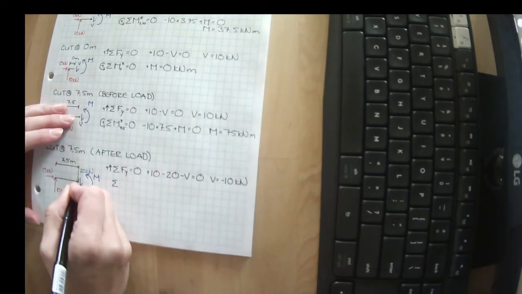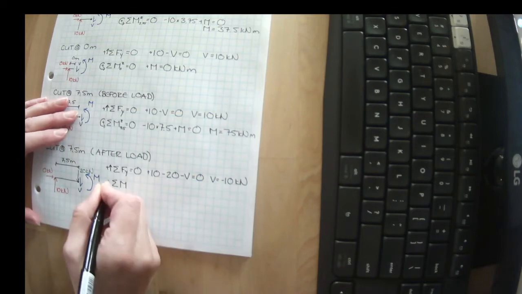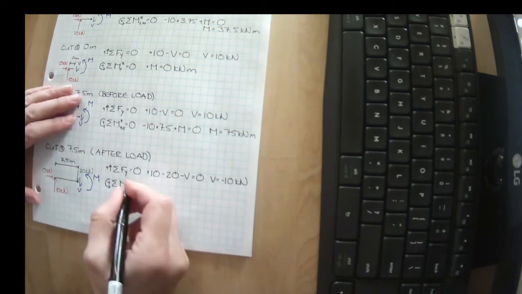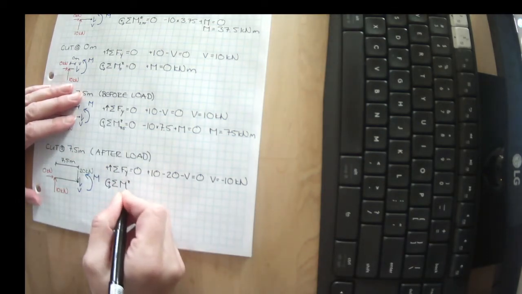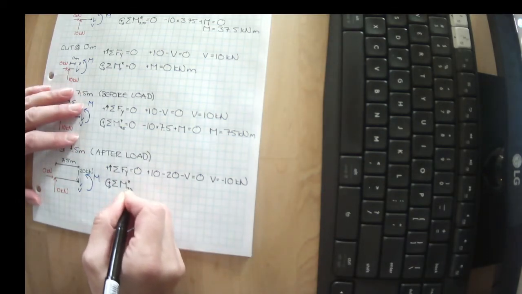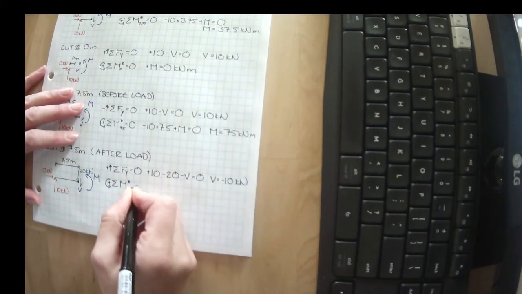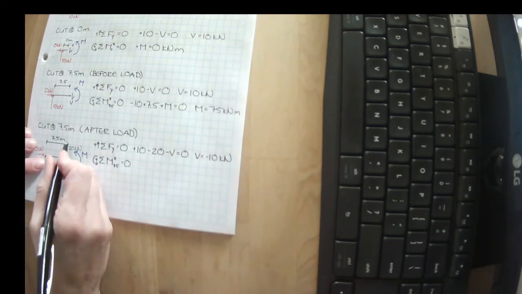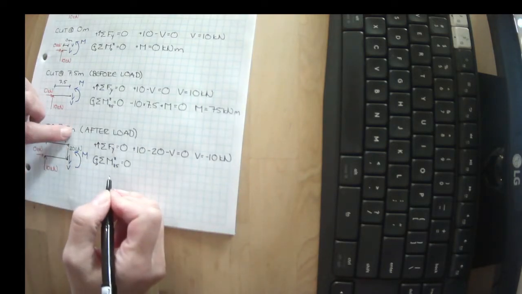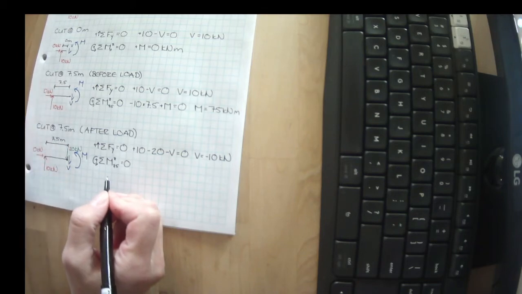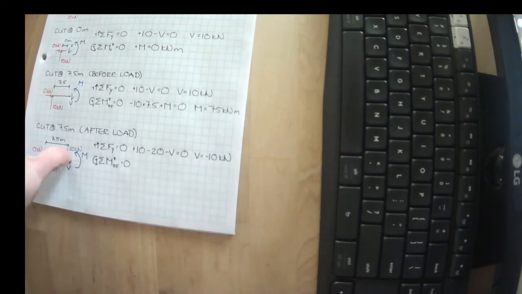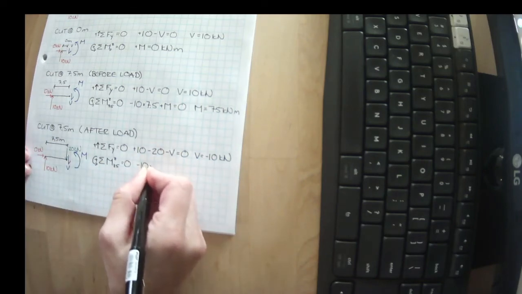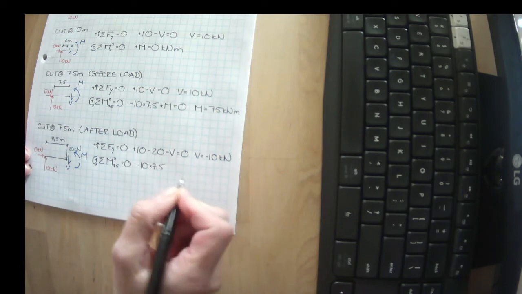Now, let's sum the moments about this point here. So everything spinning in this direction is positive. I'm going to spin it about the z-axis. And let's make the cut at our 7.5 meter mark. So we have our 20 kilonewtons passing through that load and our V passing through that load. So we're left with 10 kilonewtons spinning it in that direction, or minus 10 times 7.5.